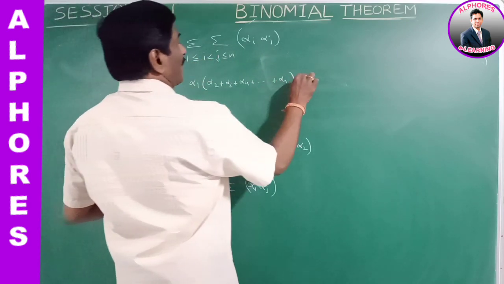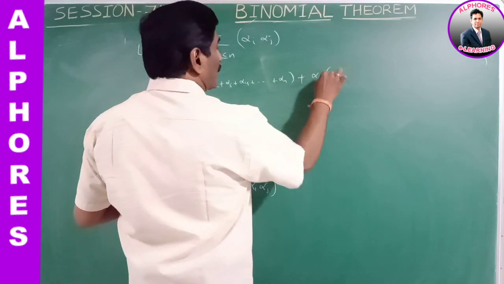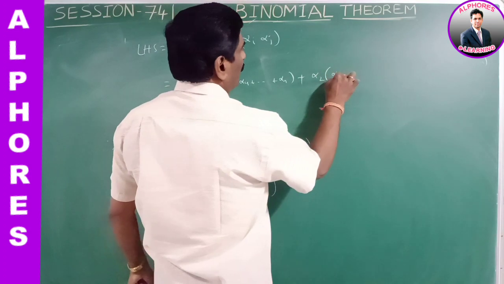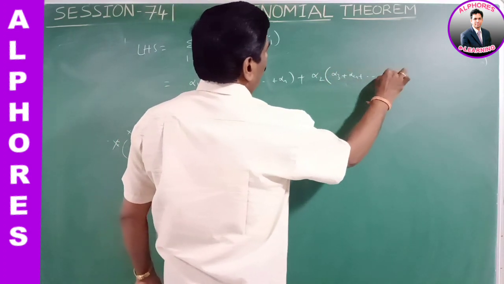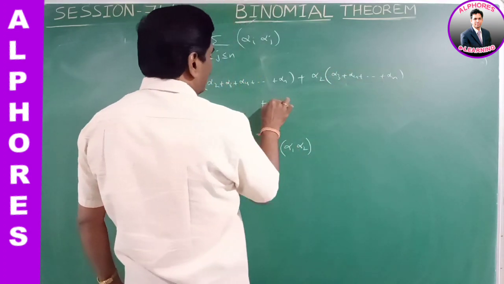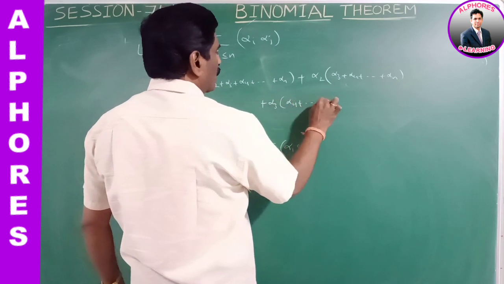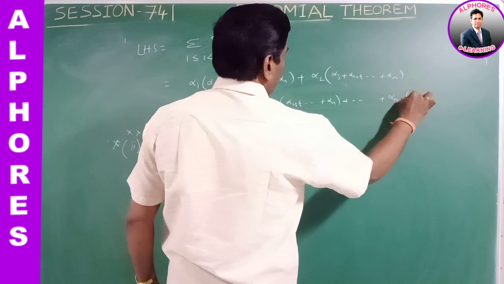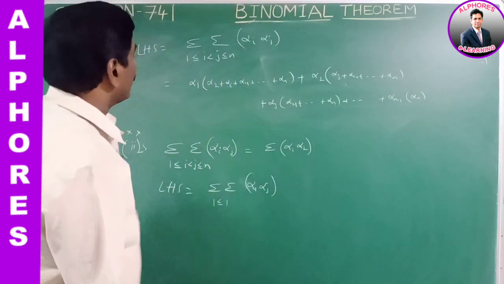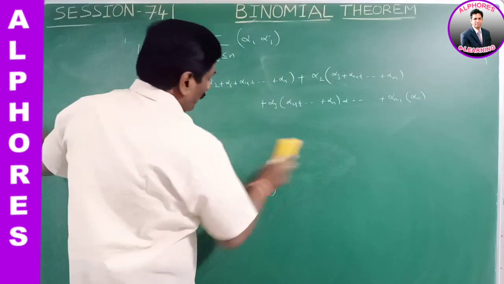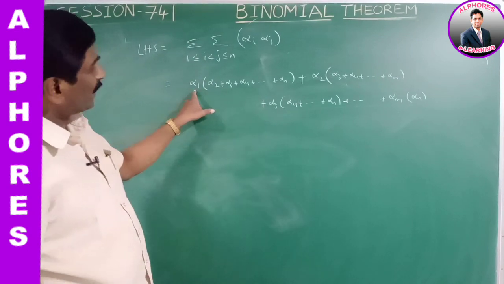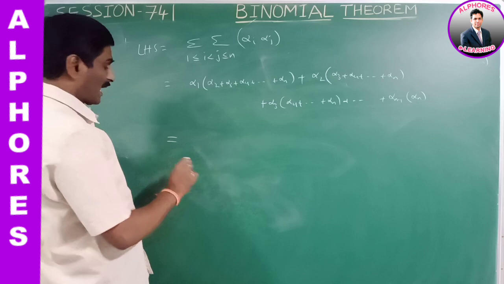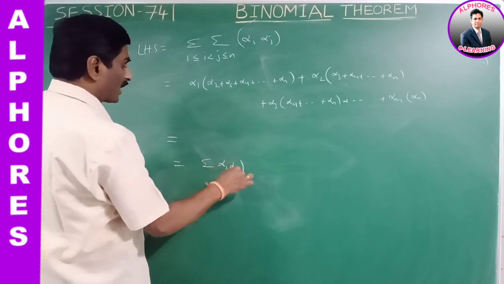Next. Suppose I value starts with 2, alpha 2 into, here j value starts with 3. That means alpha 3 plus alpha 4 plus so on alpha n. Next. Alpha 3 into starts with alpha 4 so on alpha n. What is the last term? Suppose alpha suffix n minus 1, it is the alpha n. What is this value? This value is nothing but sum of the product of the values taken 2 at a time. Alpha 1 into combination, alpha 2 into combination. Sum of the product of the values taken 2 at a time is nothing but sigma alpha 1 alpha 2.